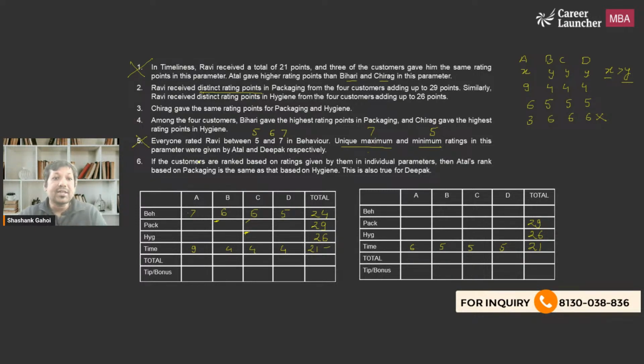If the customers are ranked based on the rating given by them in individual parameters, then Atal's rank based on packaging is the same as hygiene. That is also true for Deepak. Okay, fair enough.